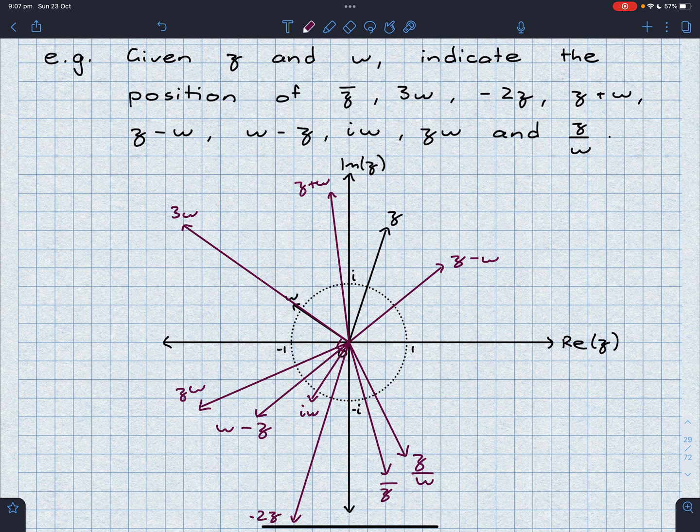So that is one example just to summarize everything that we've done. And these are what all our arithmetic looks like when we put it on the Argand diagram.